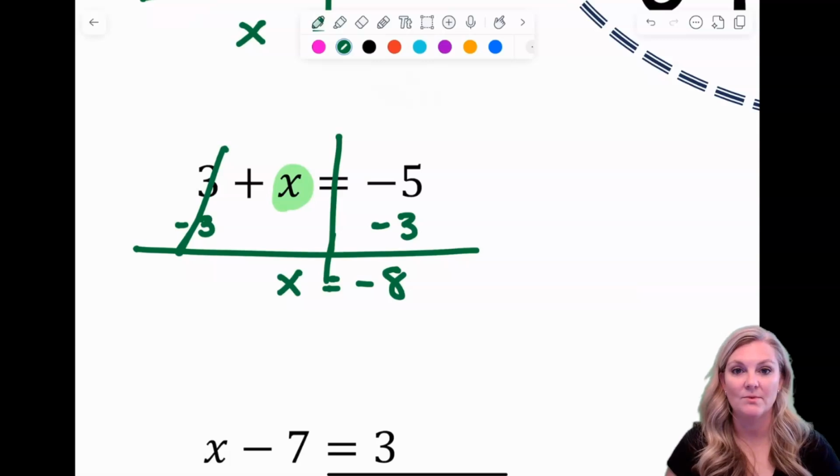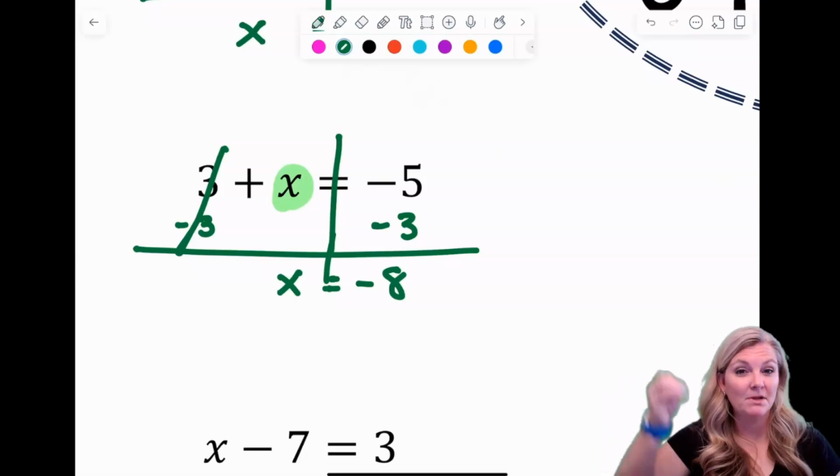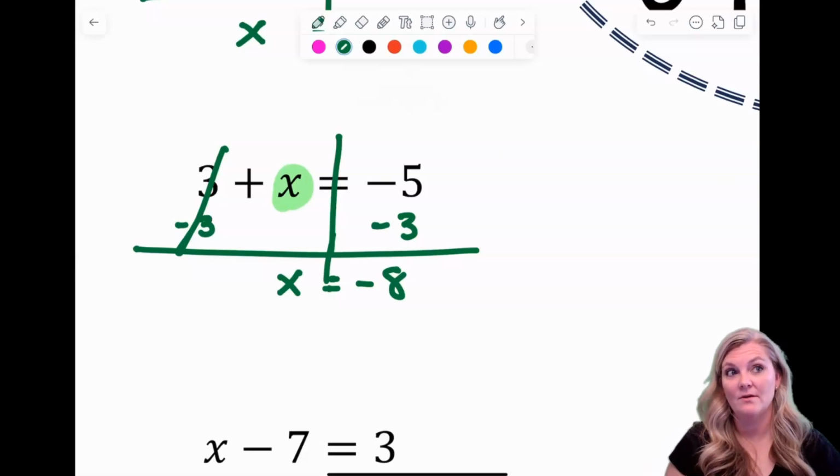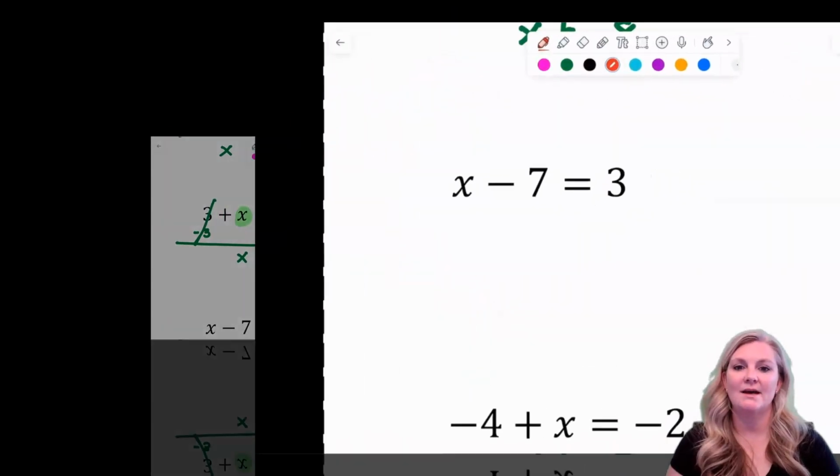Again, if you want to check your brain with the calculator, feel free. And again, you can go back and plug it in. If I have 3 plus negative 8, does that give me negative 5? And it does. Right? Next example, 7 minus x equals 3.